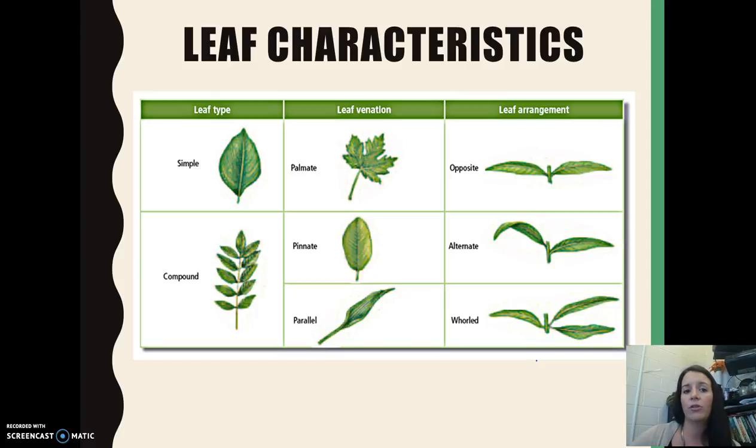Here's also just some leaf characteristics. Hopefully we'll get a chance to do this fun little leaf assignment where you go on a scavenger hunt and look for all the different types of leaves, but leaves come in many different shapes and structures and arrangements.